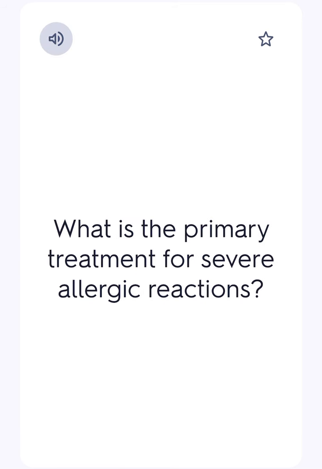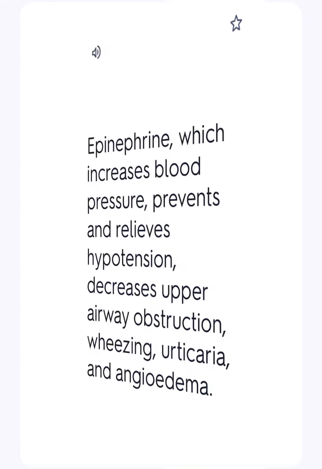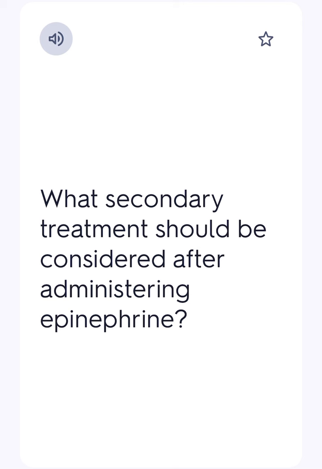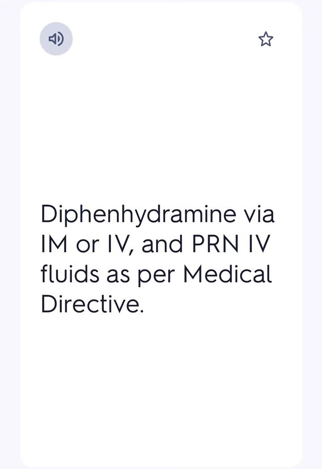What is the primary treatment for severe allergic reactions? Epinephrine, which increases blood pressure, prevents and relieves hypotension, decreases upper airway obstruction, wheezing, urticaria, and angioedema. What secondary treatment should be considered after administering epinephrine? Diphenhydramine via IM or IV, NP or NIV fluids as per medical directive.